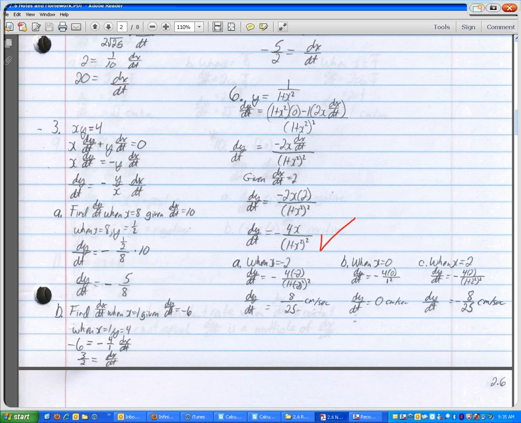So now we're supposed to find dy dt when x equals negative 2, find dy dt when x equals 0, and find dy dt when x equals positive 2. That help? That help everybody?